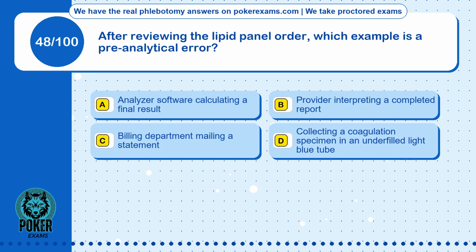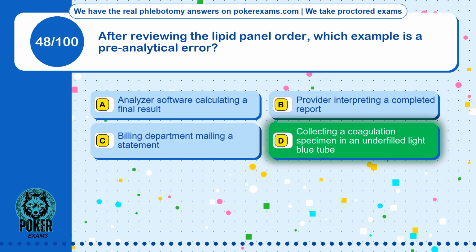Question 48. After reviewing the lipid panel order, which example is a pre-analytical error? Option A. Analyzer software calculating a final result. Option B. Provider interpreting a completed report. Option C. Billing department mailing a statement. Option D. Collecting a coagulation specimen in an underfilled light blue tube.